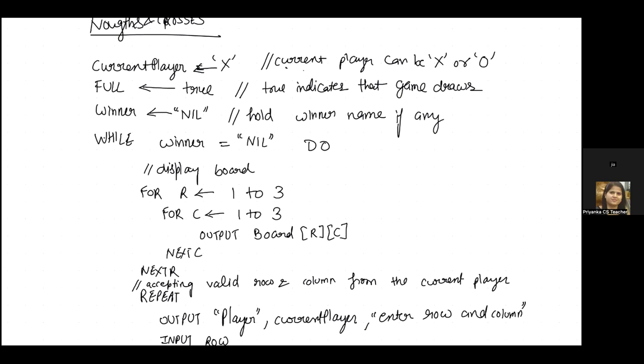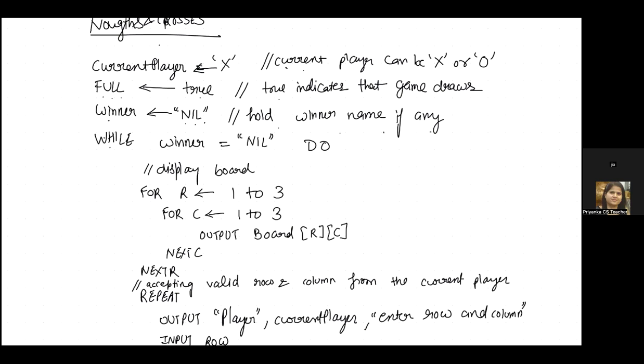Full is equal to true. I'm creating one variable full, which is of type boolean. So how you will declare it? At the top, you will declare it. You will write DECLARE full colon BOOLEAN. This true indicates that game draws, because if your 2D array is full and there is no winner, this means game draw. Winner is nil. So initially I was taking blank entry, but I'm taking nil this time. This variable will hold winner name if there is any.